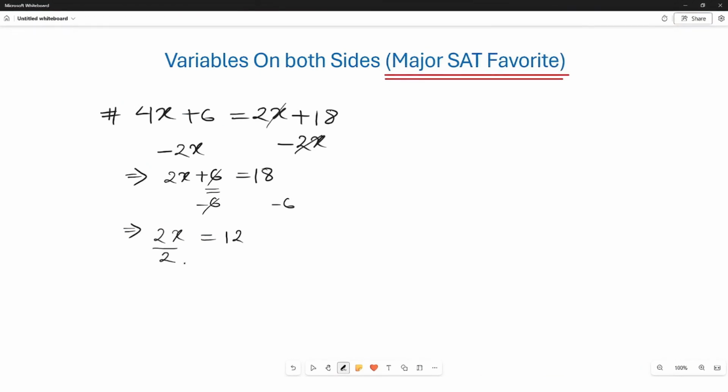Now let's divide both sides by 2, and we can cancel out these 2's. So 12 divided by 2 means 6. So x equals 6, and this is our answer.